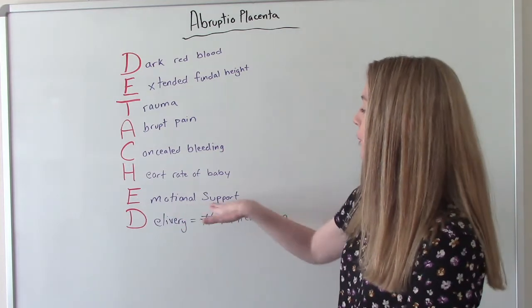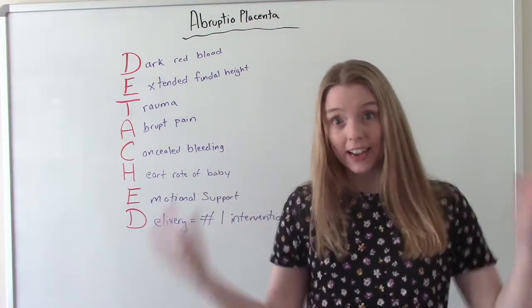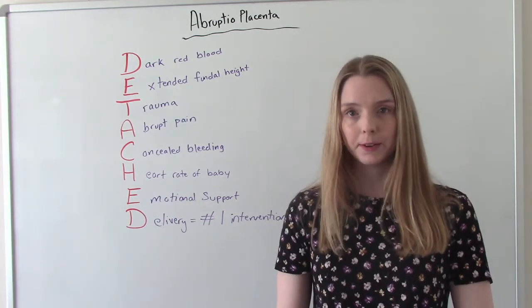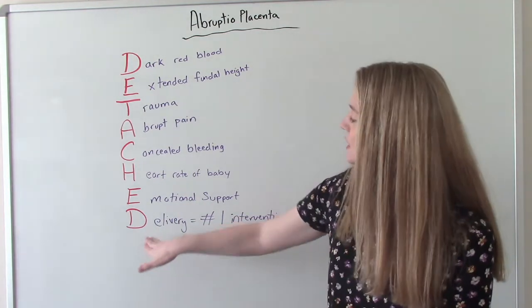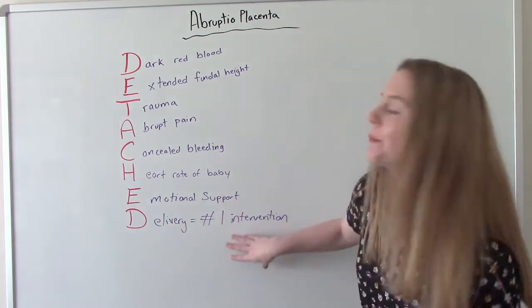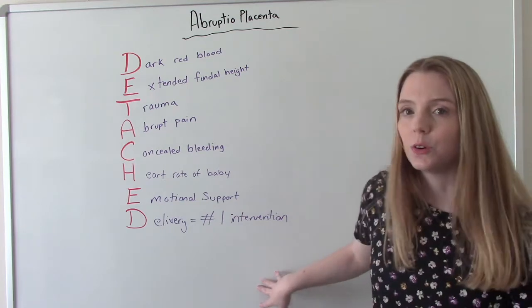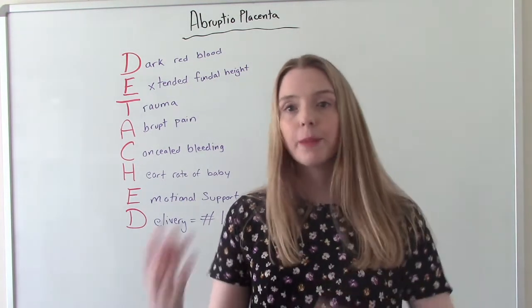E is for emotional support, because this is scary, right? This is a big emergency and nobody expects something like this to happen. And then D is for delivery. Delivery is our number one intervention in this situation, right? It's the safest thing to do, to deliver this baby, to help save mom and to help save the baby.